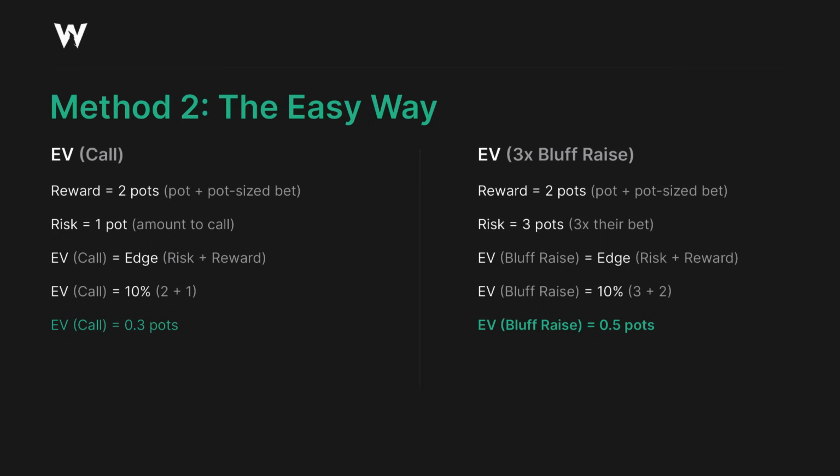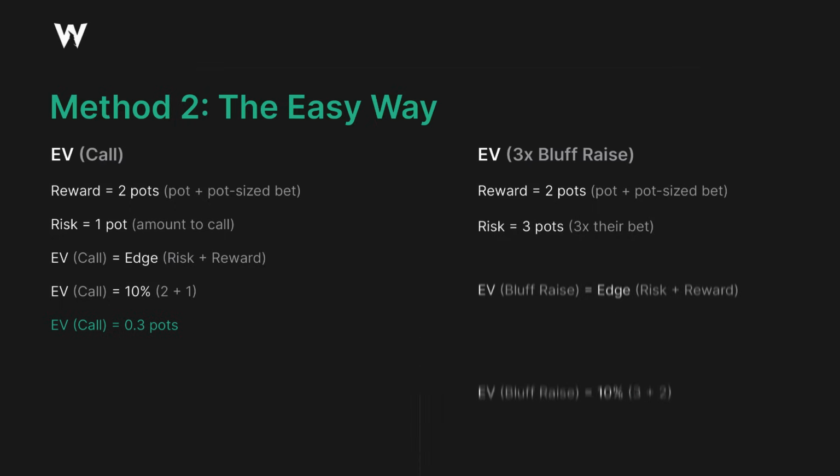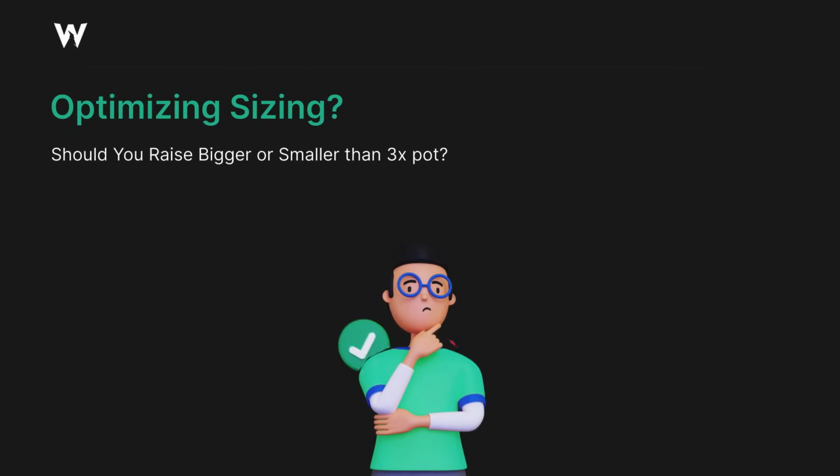I find this formula is just a lot easier because you don't have to calculate the break-even percentage and this and that. It's like 3 numbers. It's really quick and easy. Either way, we get that the answer is that bluff raising is more profitable than calling. But this leads to another question. Should you raise bigger or smaller than 3 times the pots? Imagine you could raise larger if you wanted to, or you could raise smaller if you're shorter stacked.